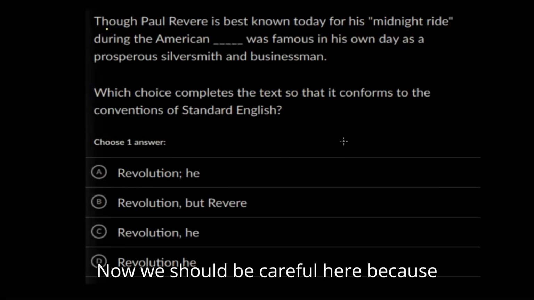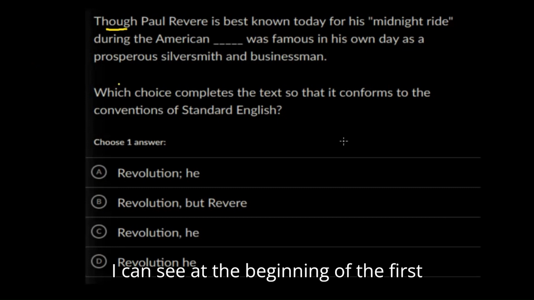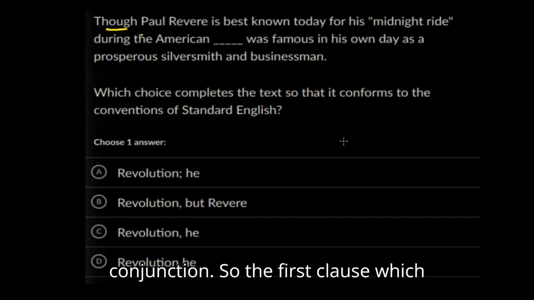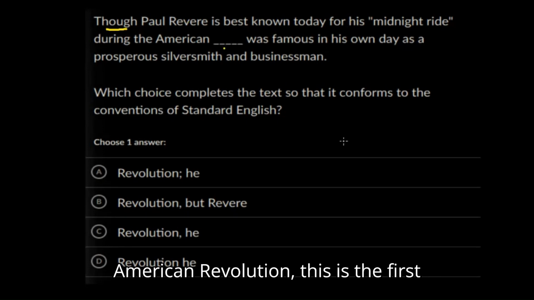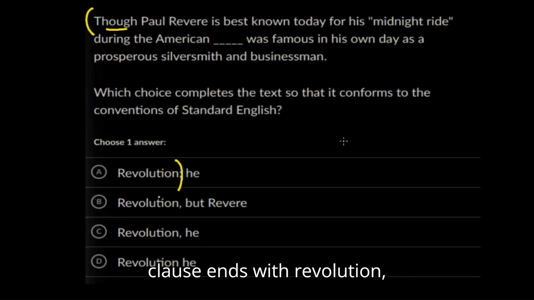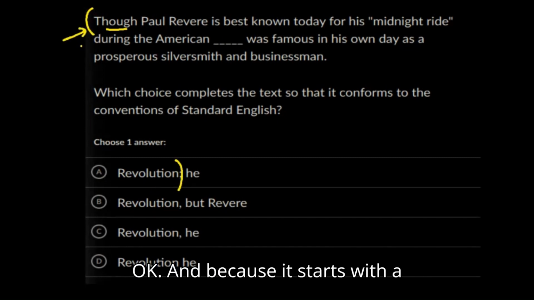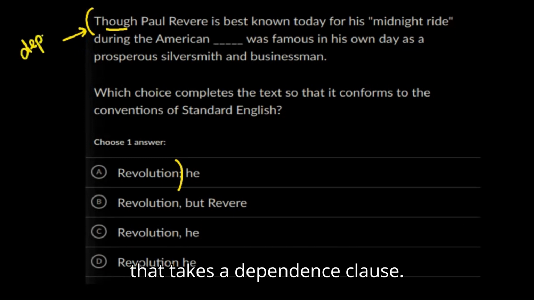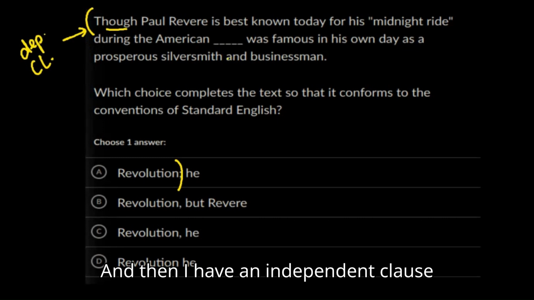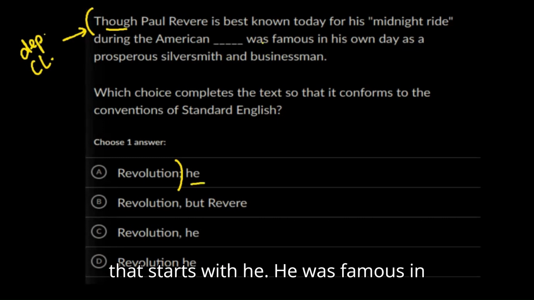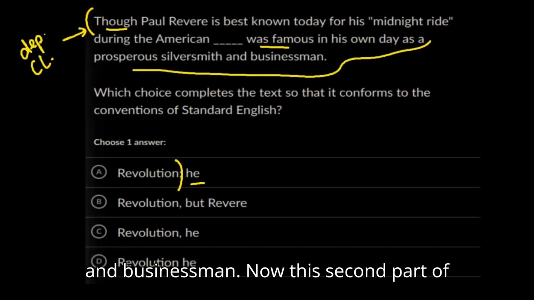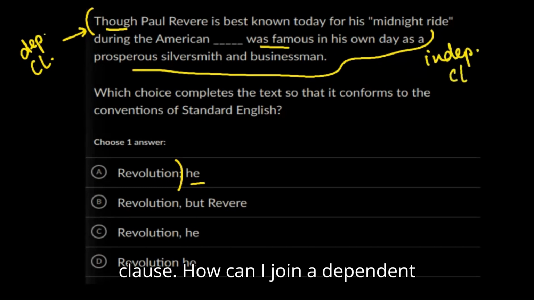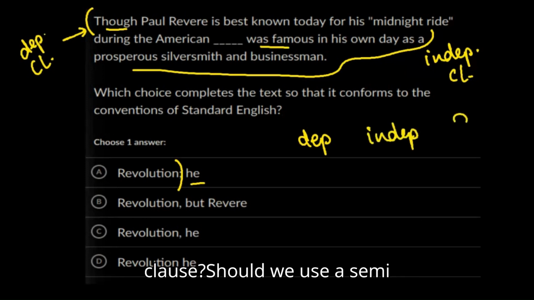Now, we should be careful here, because I can see at the beginning of the first clause a subordinating conjunction. So the first clause, which reads, though Paul Revere is best known today for his midnight ride during the American Revolution, ends with revolution, okay? And because it starts with a subordinating conjunction, I can say that it's a dependent clause. And then I have an independent clause that starts with he. He was famous in his own day as a prosperous silversmith and businessman. Now, this second part of the sentence is an independent clause. How can I join a dependent clause followed by an independent clause?